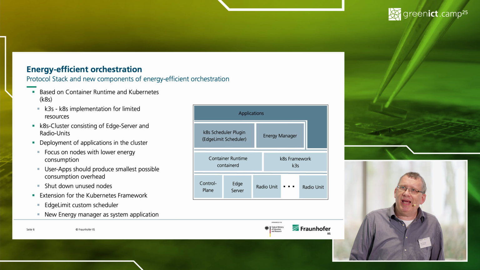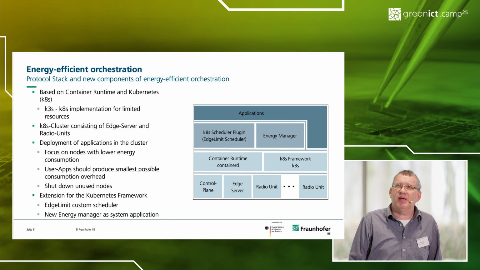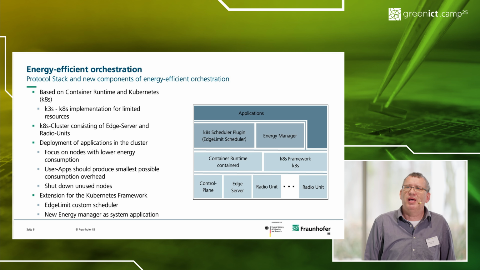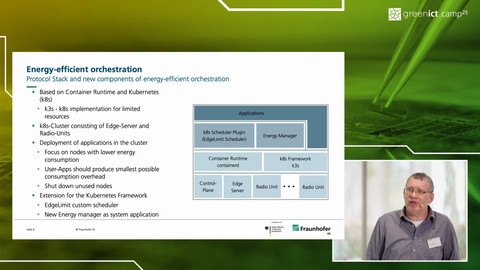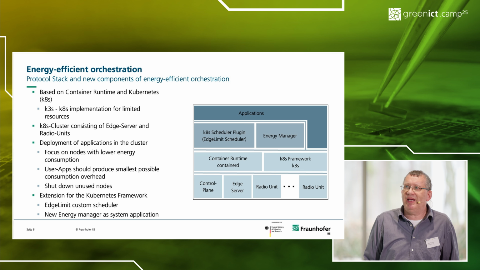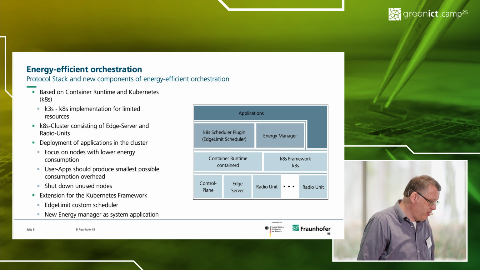Okay, our control plane is running Kubernetes, but the version K3S. This is a resource-optimized version, and this is responsible for the orchestration. Over the hardware plane, we have the runtime for the container. This is the runtime which is running on the worker nodes, and we have the Kubernetes framework. And over this, we have the scheduler plugin, our custom scheduler, and the energy manager, which is responsible for the orchestration process.